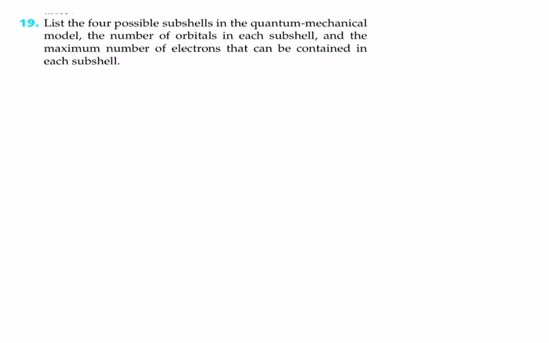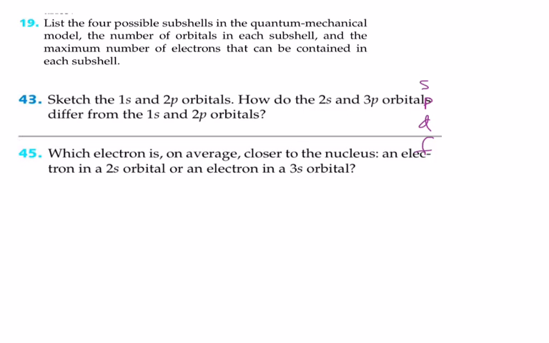I bet you're okay with this. We're looking for basically S, P, D, and F. For the next one, sketch the 1s and 2p orbitals. How do the 2s and 3p orbitals differ from their counterparts down an energy level? So this is where you're going to draw the s's as spherical and the p's as dumbbell shaped. And remember we said that when you go up to the higher energy, like the 2 and 3 versus the 1 and 2, they're going to be further from the nucleus. So that's what their sketches look like.